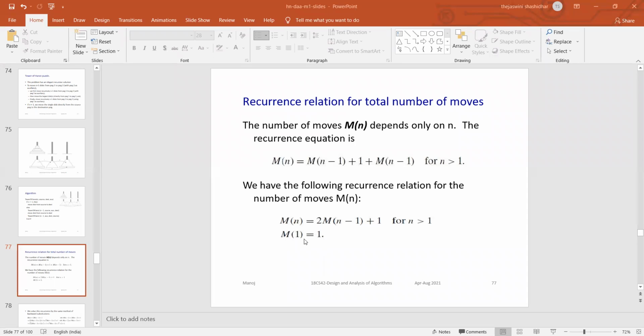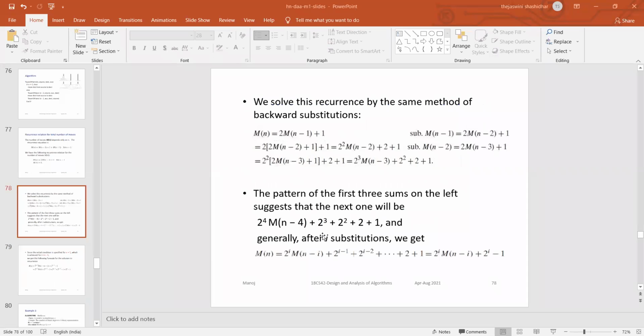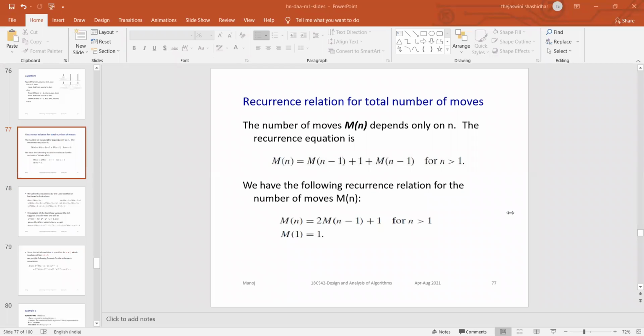Okay. So if it is only one disk, what will you put? M of 1 is equal to 1. Okay. So now this is the recurrence relation. So what is the recurrence relation for Tower of Hanoi? It is M of n minus 1 plus 1 plus M of n minus 1. This is the recurrence relation.